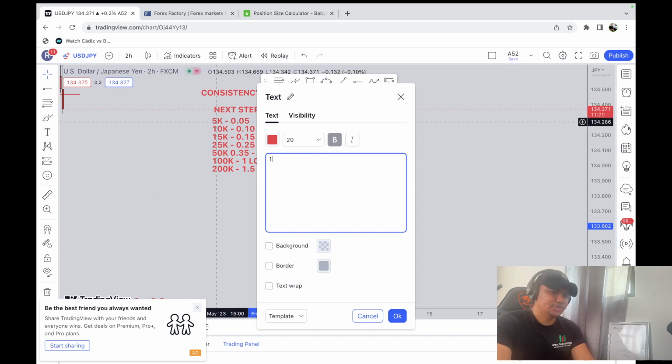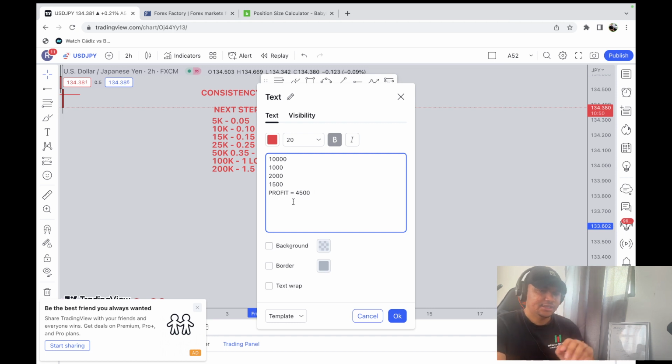But let's assume you start with a $10,000 funded account. One trade is $1,000. The next trade is maybe $2,000. The next trade is $1,500, and then there is another trade. Let's just leave it there. Now you got 1,000, 2,000, 3,000. You got 4,500. Right now the profit is equal to 4,500. The easiest way to understand that is you just divide this number by 2.